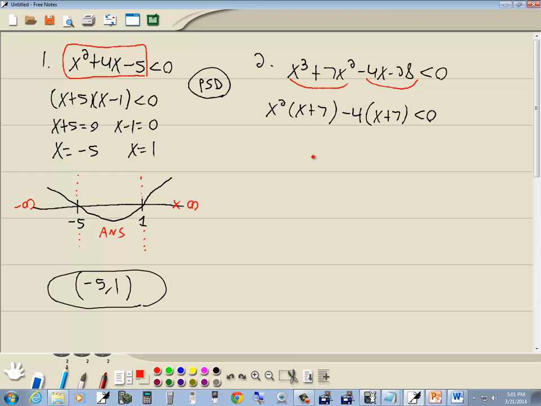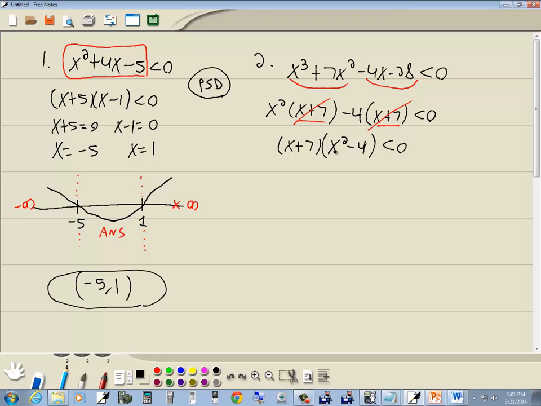Now remember, our goal with grouping is to get this parentheses the same as this, which they are. So I'll factor the x plus 7 out in front. And to see what goes in your second set of parentheses, you can now cross out these x plus 7s. And what isn't crossed out is what goes right here, which is x squared minus 4.